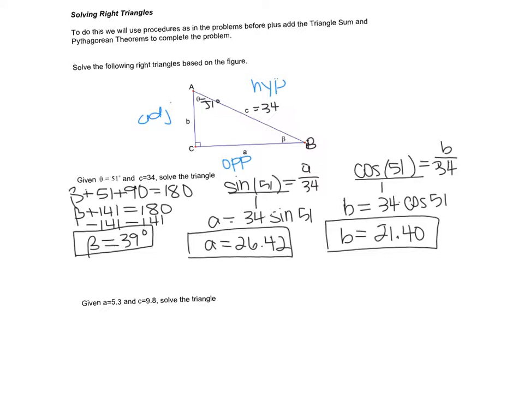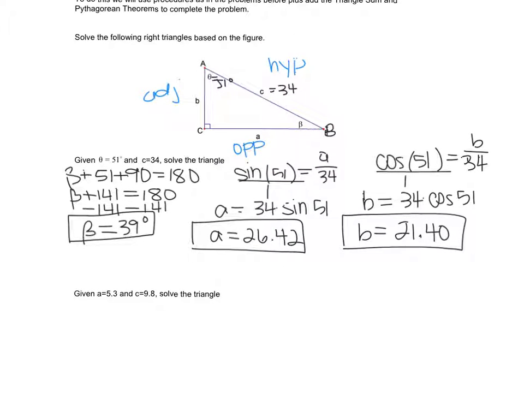So in our last example, we're given that A equals 5.3 and C equals 9.8. So I'm going to erase what I've labeled in the triangle and plug in our new information. So A is 5.3 and C is 9.8. In this example, it's going to be easiest to solve for side length B first.